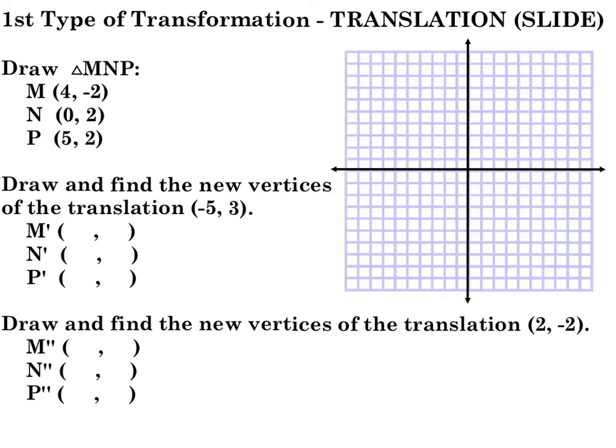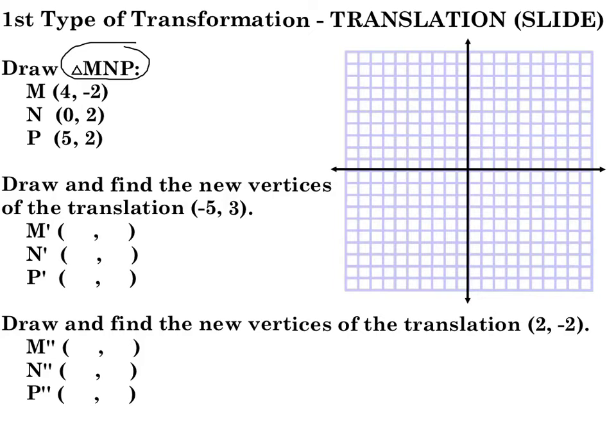So the first thing I'd like you to do on your notes page is go ahead and draw a triangle MNP. If you look on the left here, these are the coordinates of the M, the N, and the P point. So go ahead and graph those. Pause this video, graph, and then go ahead and start your video again. Okay, let's see if you graph these correctly.